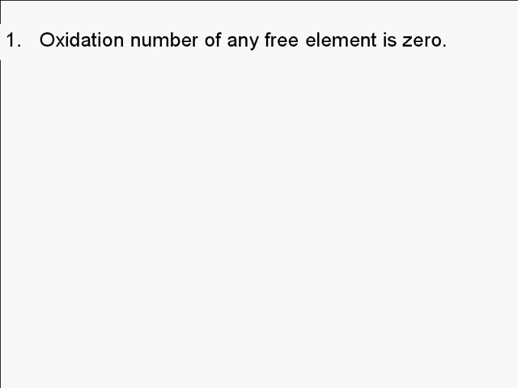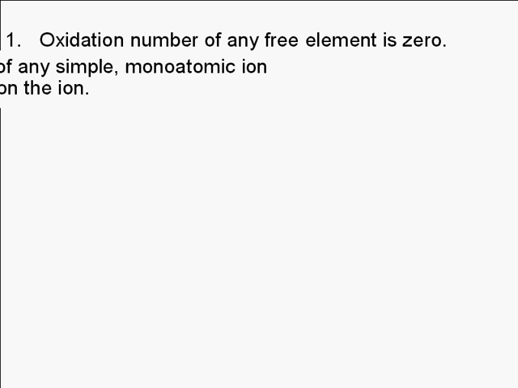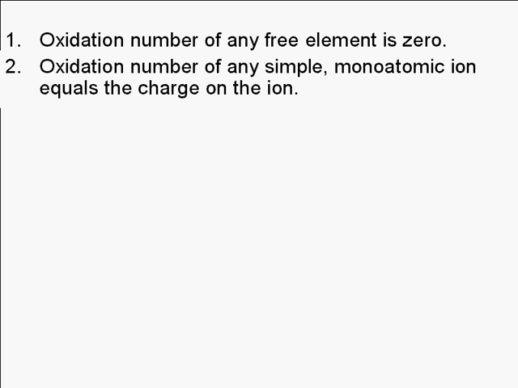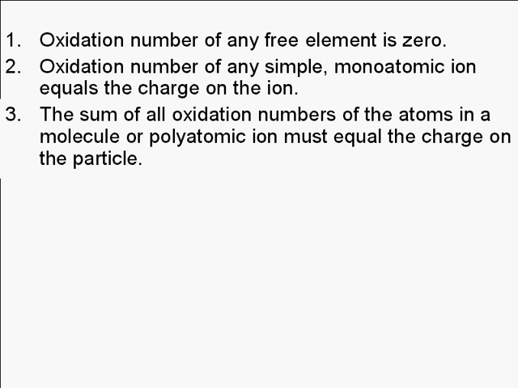Number 1. The oxidation number of any free element is 0. Sulfur is part of a compound, so this does not apply. Number 2. The oxidation number of any simple monatomic ion equals the charge on the ion. Sulfur is part of the sulfate ion, so this does not apply to sulfur. Number 3. The sum of all oxidation numbers of the atoms in a molecule or polyatomic ion must equal the charge on the particle. This doesn't tell us directly, but we will need to use this.